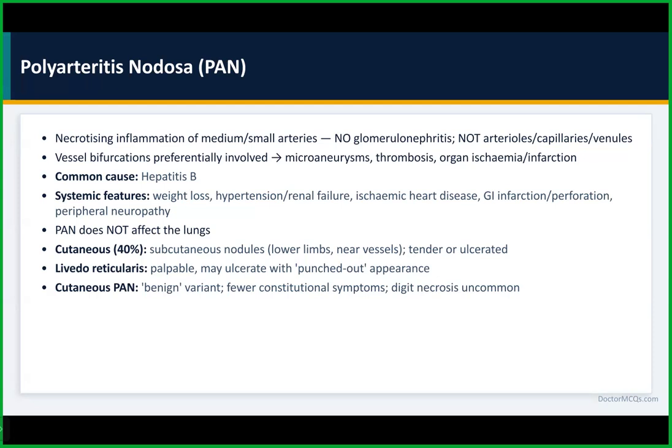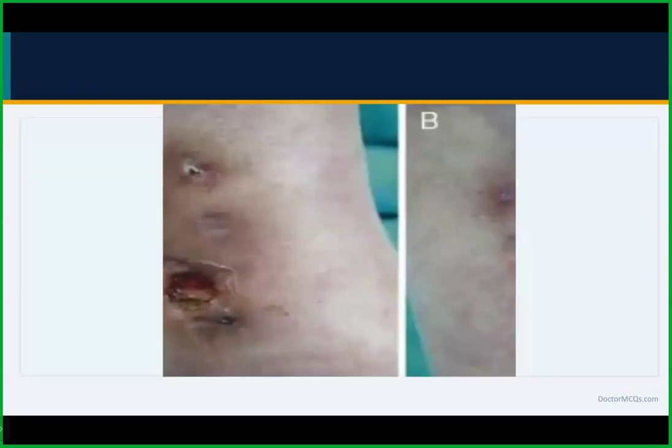Here again, subcutaneous nodules will be there on the lower limb or near the vessels, because they follow the vessels. Livedo reticularis, a reticular pattern, will be there, and there could be ulceration with a punched-out appearance, like this.